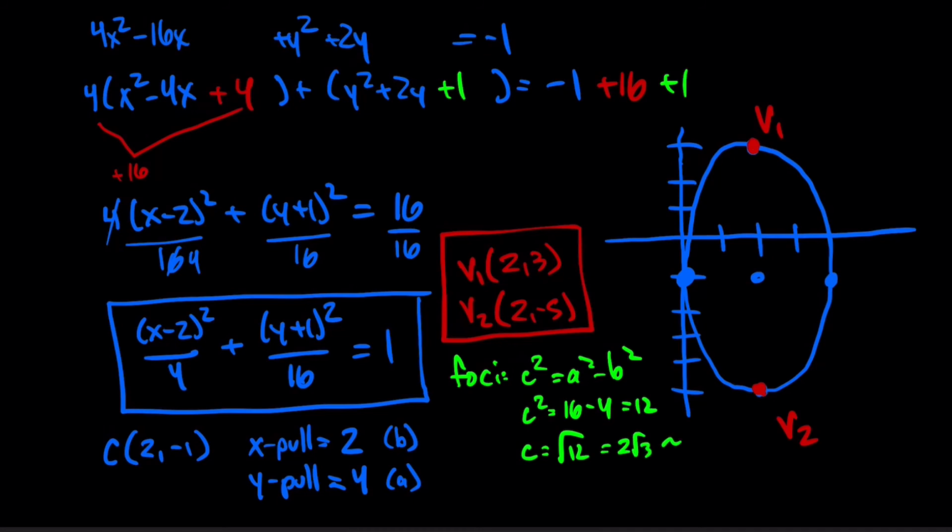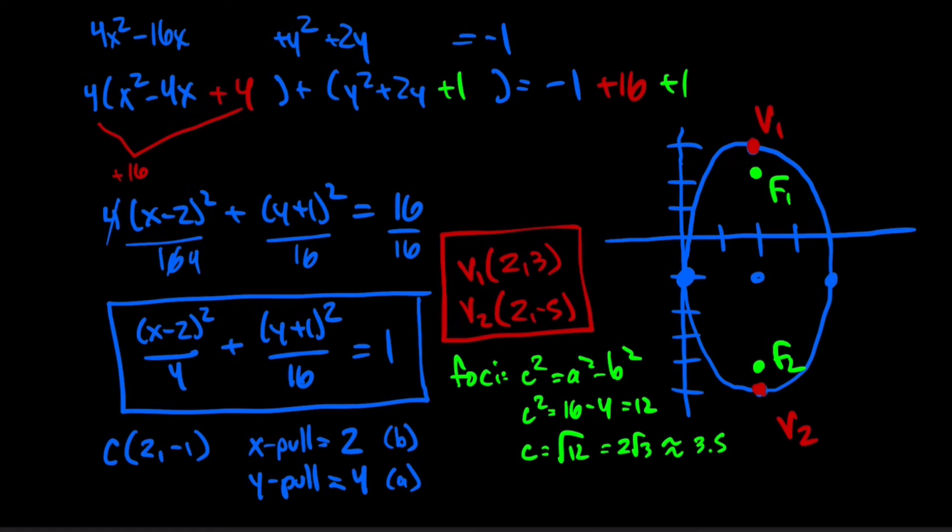And for graphing purposes, let's estimate square root 12. That's going to be 3 point something. Right? I'm just going to call it 3.5. So to put these in the graph, I know I need to go down 3.5 from the center and up 3.5 approximately. So that's going to put me right about here. There's F1 and 1, 2, 3 right about there for F2.